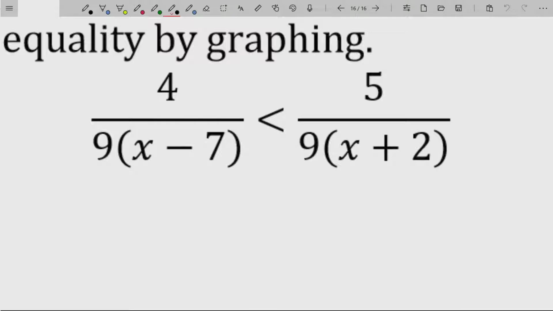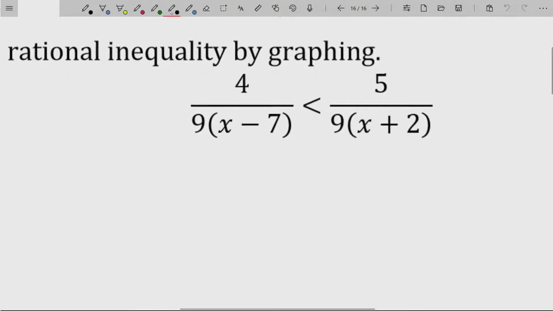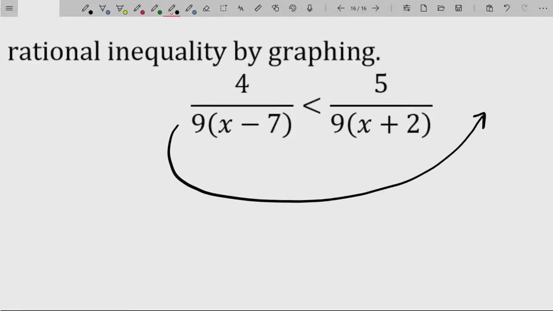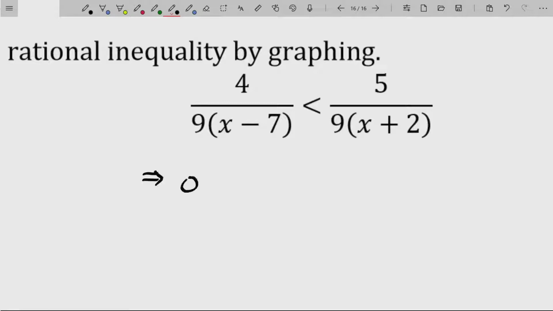So what I like to do is actually get you to practice a skill while still solving an inequality. And here's the skill you're going to practice: graphing. Let's just move this statement to the other side. So we're going to add 4 over 9 times the quantity x minus 7 to both sides. So that will imply that we have 0 is now less than 5 over 9 times the quantity x plus 2 minus 4 over 9 times the quantity x minus 7.